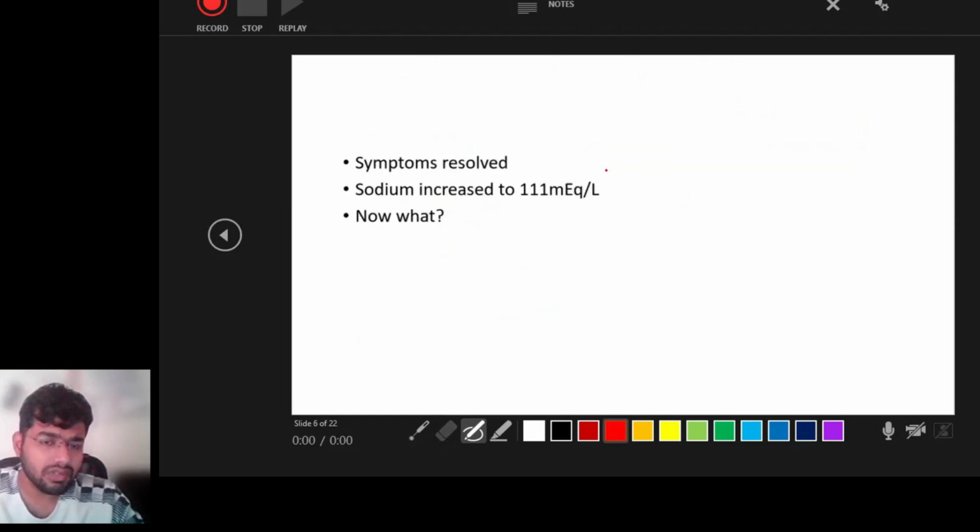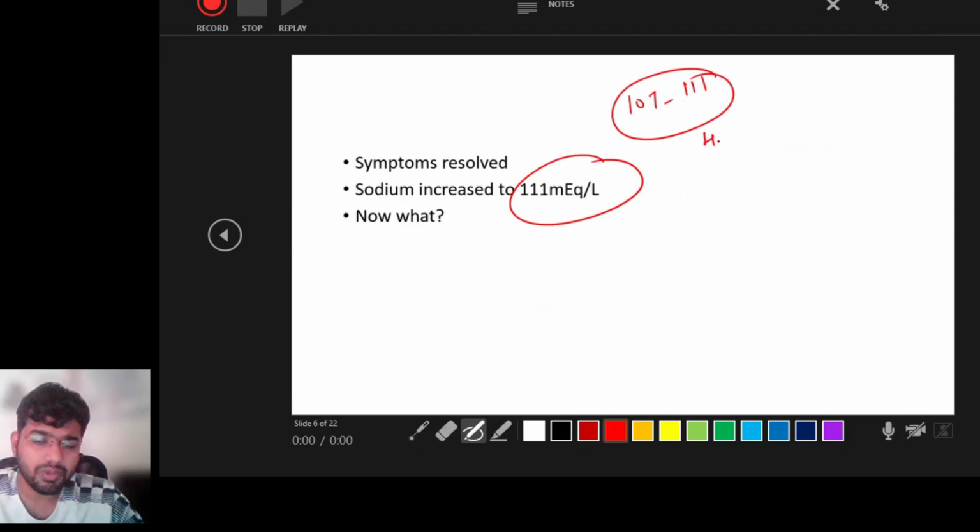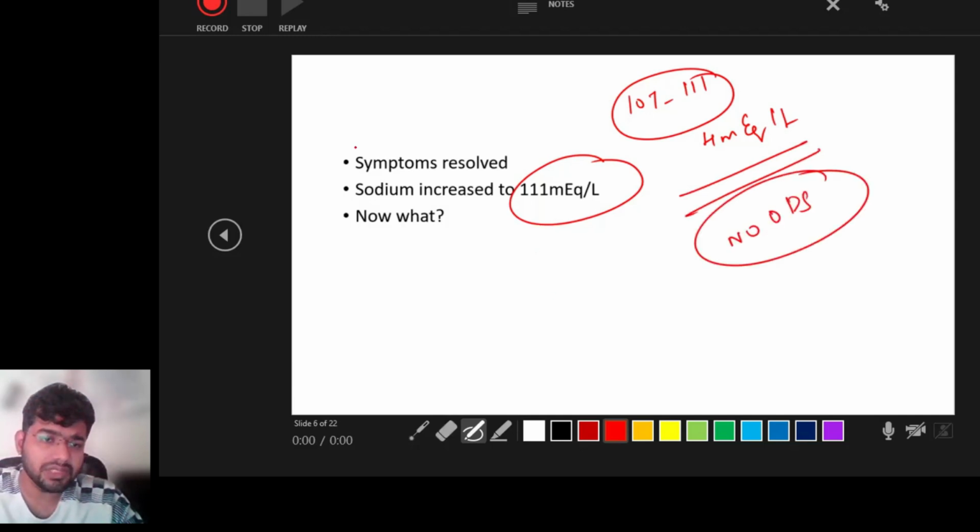So symptoms resolved, and our patient's sodium increased from 107 to 111. So up to 4 milliequivalents we have increased, and there was no risk of ODS. So now what? Since the patient's sodium has increased and symptoms resolved, he started talking. What to do now?